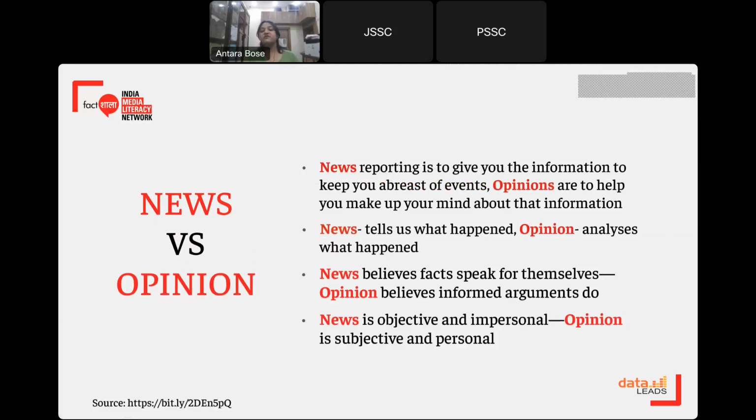News believes facts speak for themselves. So somebody said news are facts, which is true. And opinion believes in informed arguments. News is objective and impersonal, opinion is subjective and personal. So in the newspaper, the rest of the newspaper is news, but opinion is the editorial. The simple example of opinion is the editorial in the newspaper. Okay.